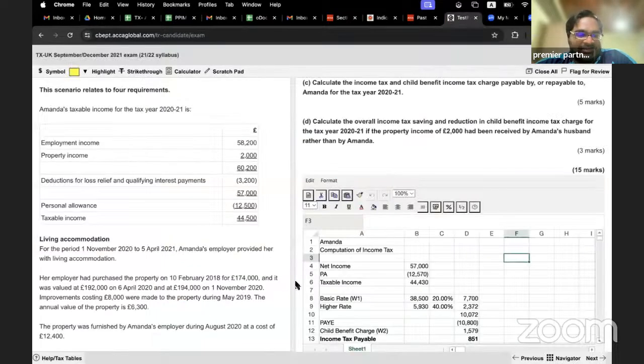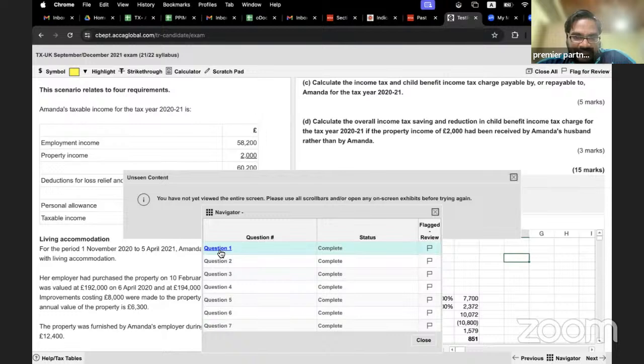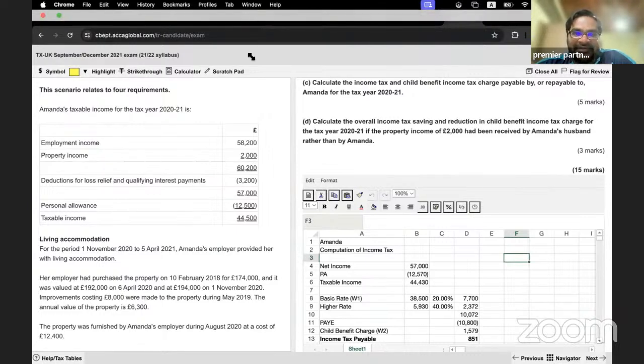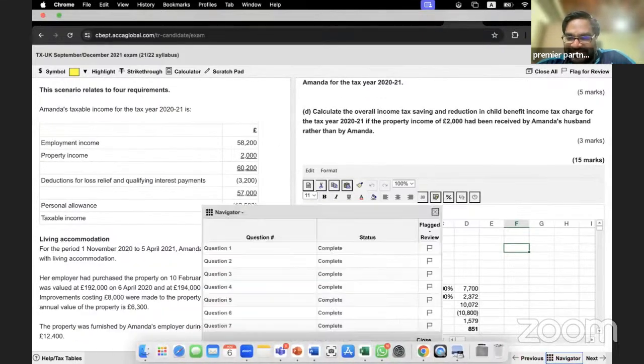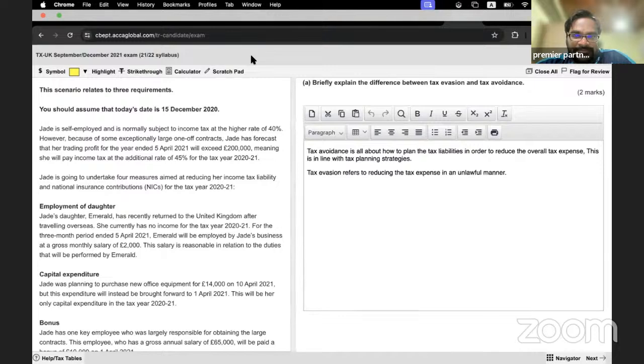Can you guys log into the portal? You all have access to the portal, right? We'll do it in the portal itself. Everyone, please log into the portal and let me know that you have logged in. Let's do this together in the portal itself, guys.